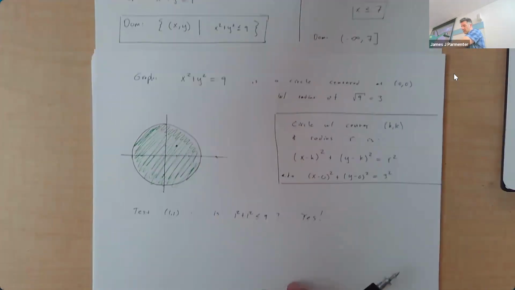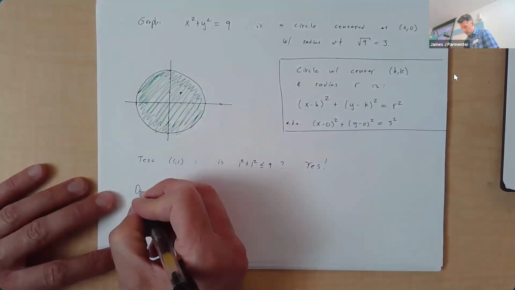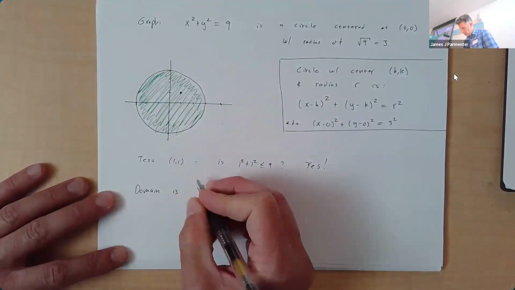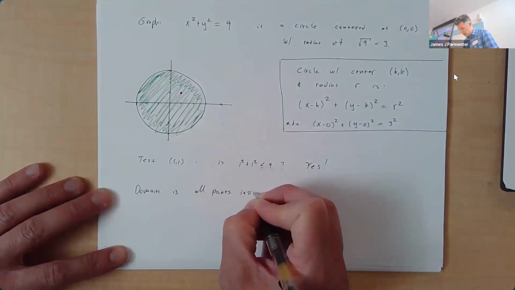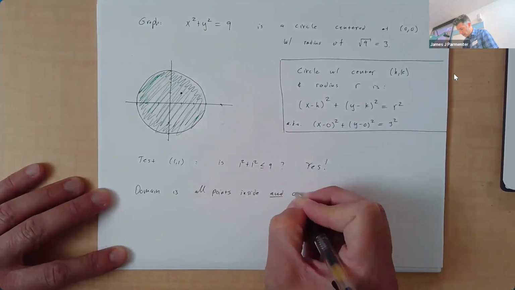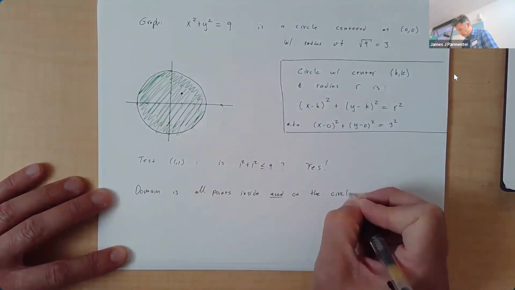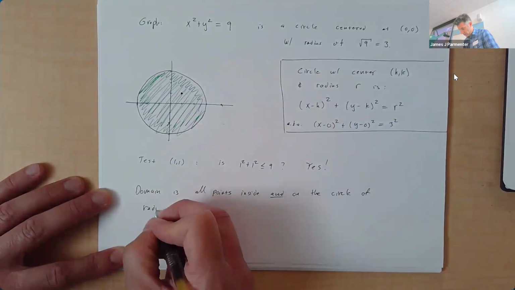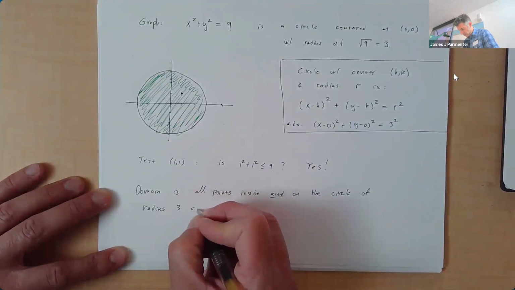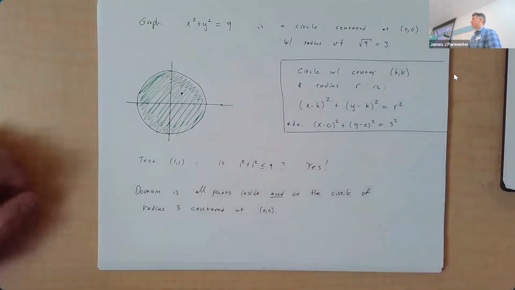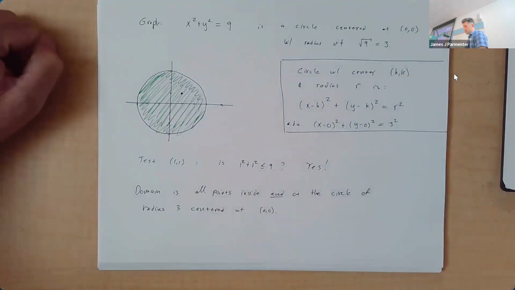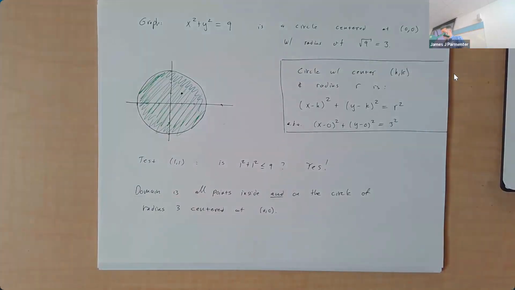So if I was trying to describe this using words, the domain is all points inside and on the circle of radius 3 centered at the origin. Those are the words we would use to describe the domain. Question so far?